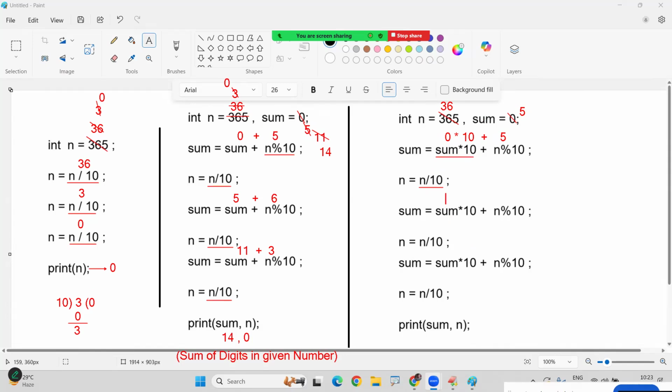Next again, what is the sum value? 5 into 10 plus n mod 10. In 36, what is the last digit? 6. 5 into 10, 50 plus 6, 56 will be stored into sum. 5 became 56. n by 10 means what? In 36, the last digit 6 will be gone, 3 will come. Now the sum value 56 is multiplied by 10, plus in 3 what is the last digit? 3 only. 56 into 10, 560 plus 3, 563.